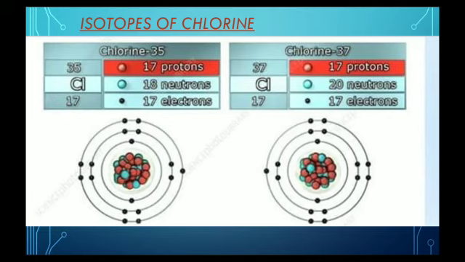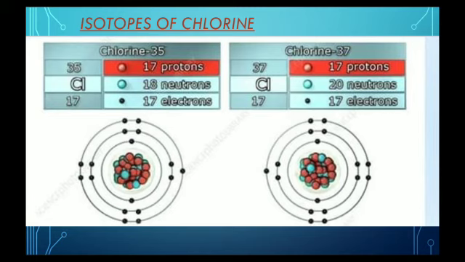Chlorine is a grayish yellow gas with a sharp, pungent, irritating smell. It is fairly soluble in water. We all are quite familiar with the smell of chlorine because it is also added in the water to kill the germs. Okay.